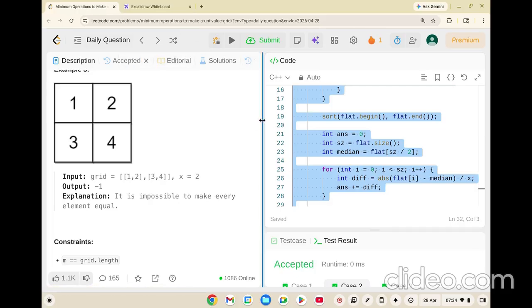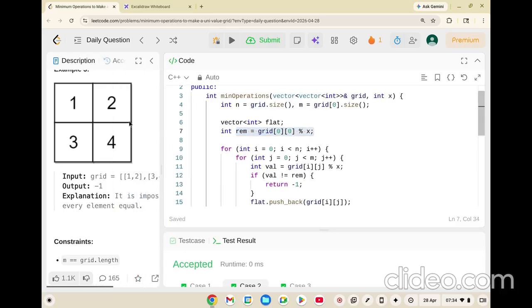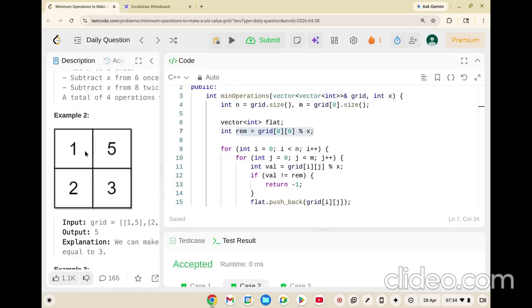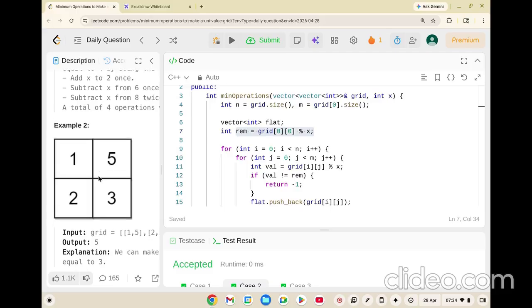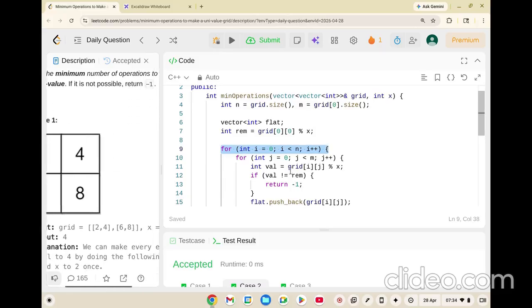So first things first, we created a vector flat, and the remainder was the first element's remainder, whatever it was. We will do a dry run on this as well so that you can understand. What we are doing is simply traversing, and the remainder initially will be, as x was 2.